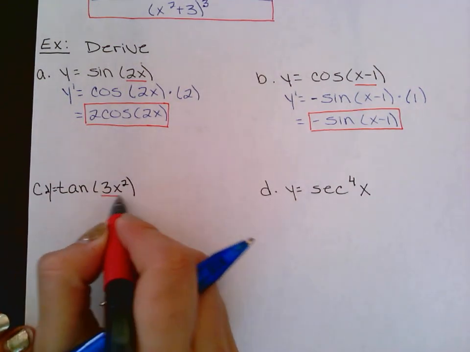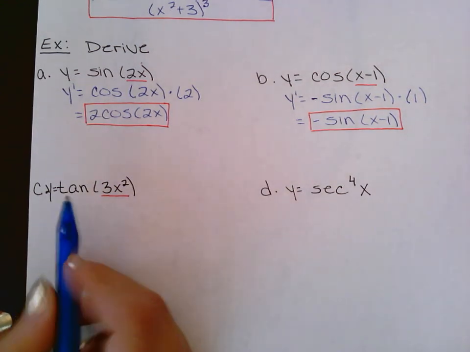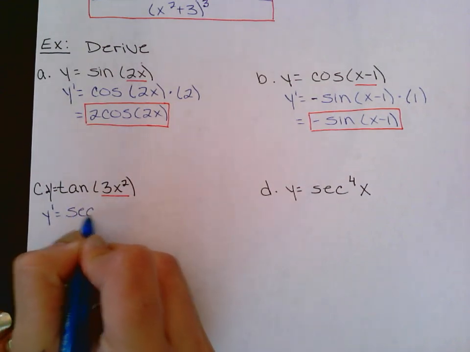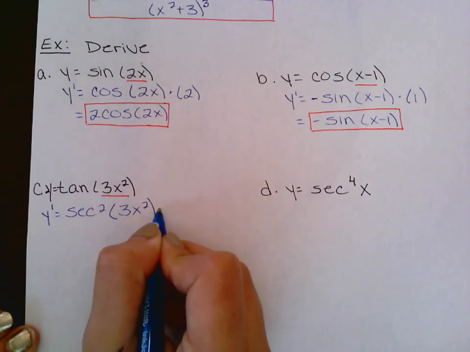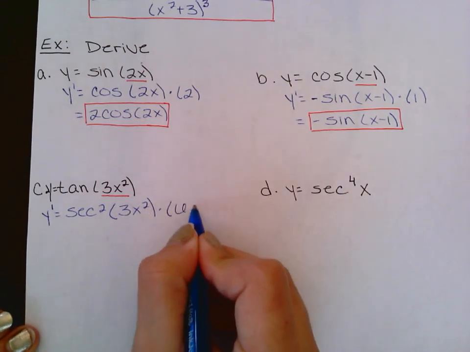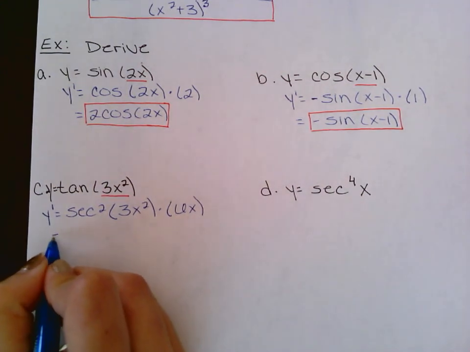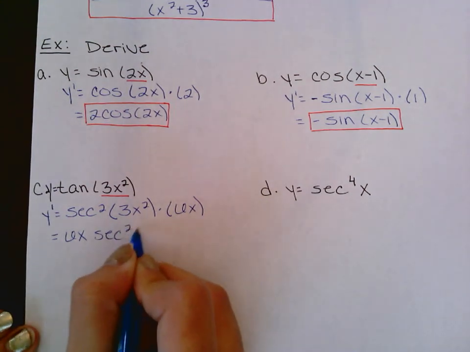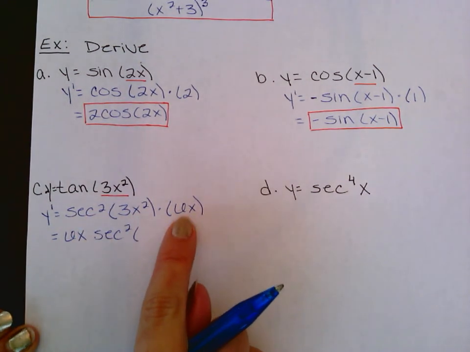tangent of 3x squared. 3x squared is your inside. So derivative of the outside, derivative of tangent, is secant squared. Rewrite the inside times derivative of this inside, multiply the 2 to the front, and we get 6x. And again, it is very common to move this last part over to the front. One of the main reasons is so that you don't get it confused with this part. This belongs to the secant, this part does not. This is just being multiplied, okay?